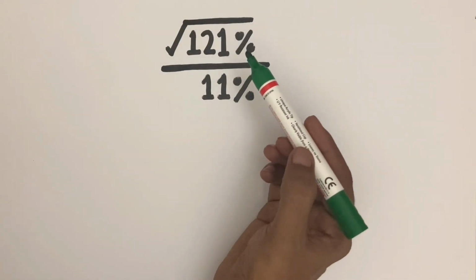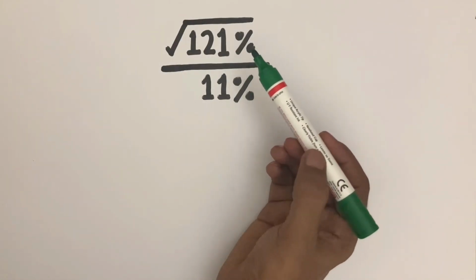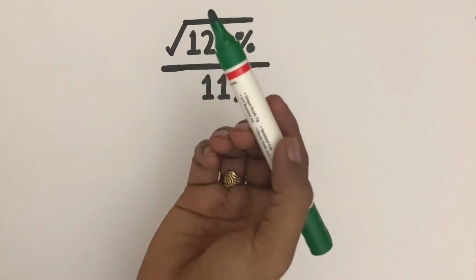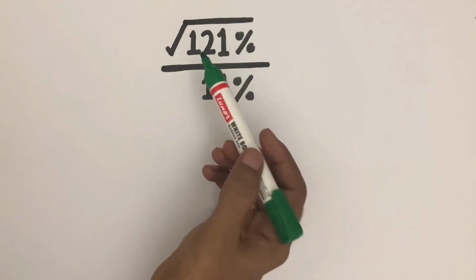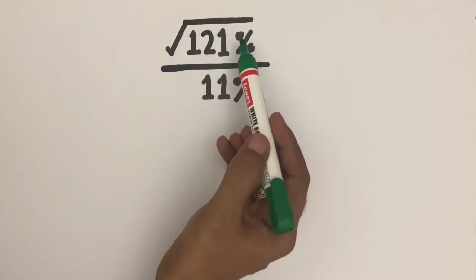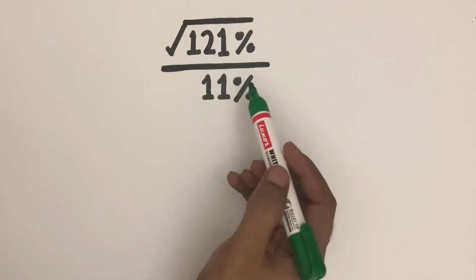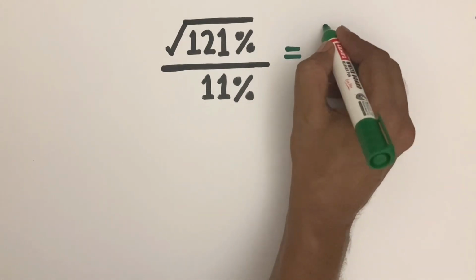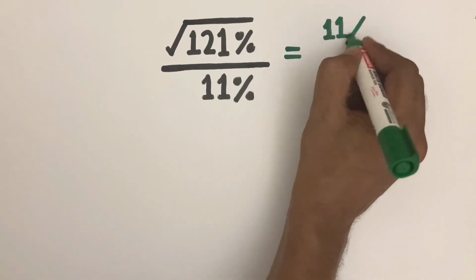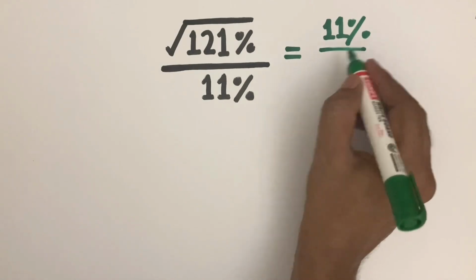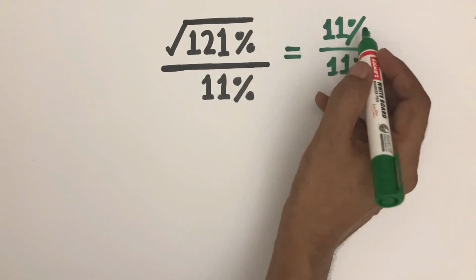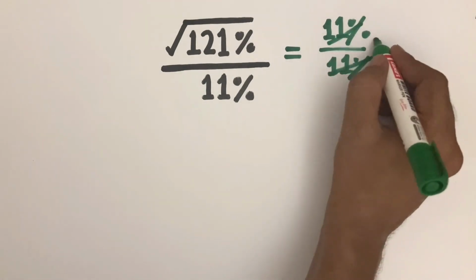This problem is completely based on the basics of percentage. So let's apply the rules of percentage and solve this problem. So square root 121% divided by 11%. Square root of 121 is equal to 11%, divided by 11%. 11% divided by 11% is equal to 1.